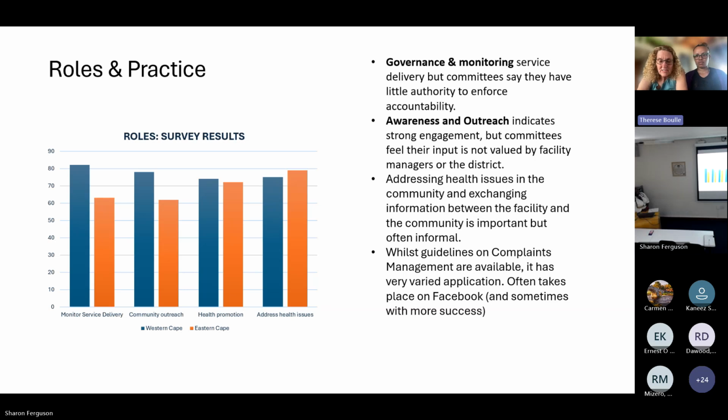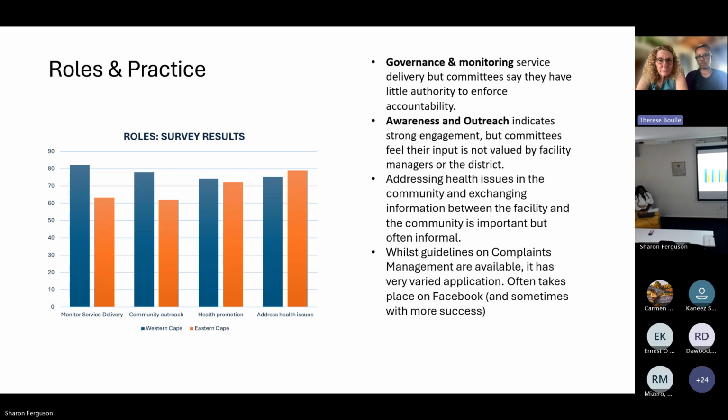So we looked at a variety of variables, and I've just pulled out a few here, and tried to show you some of the things where there were discrepancies. So, for example, the health committees will say that they're very involved in governance and monitoring of service delivery, but actually they have very little authority to enforce any kind of accountability. They do awareness and outreach, and this seemed to indicate strong engagement, but actually they say their input is often not very valued, particularly by managers in the facilities and mostly by the district too.